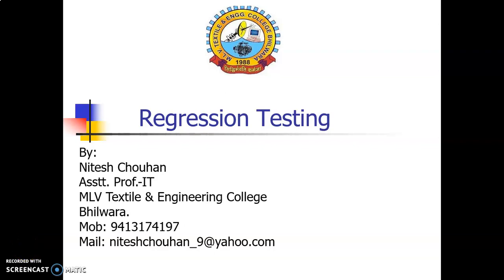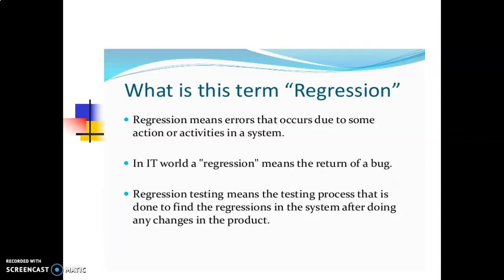Hello everyone. In this video, I'm going to explain regression testing in software testing and quality assurance. So let's start with what regression basically means. Regression means errors that occur due to some action or activity in a system.